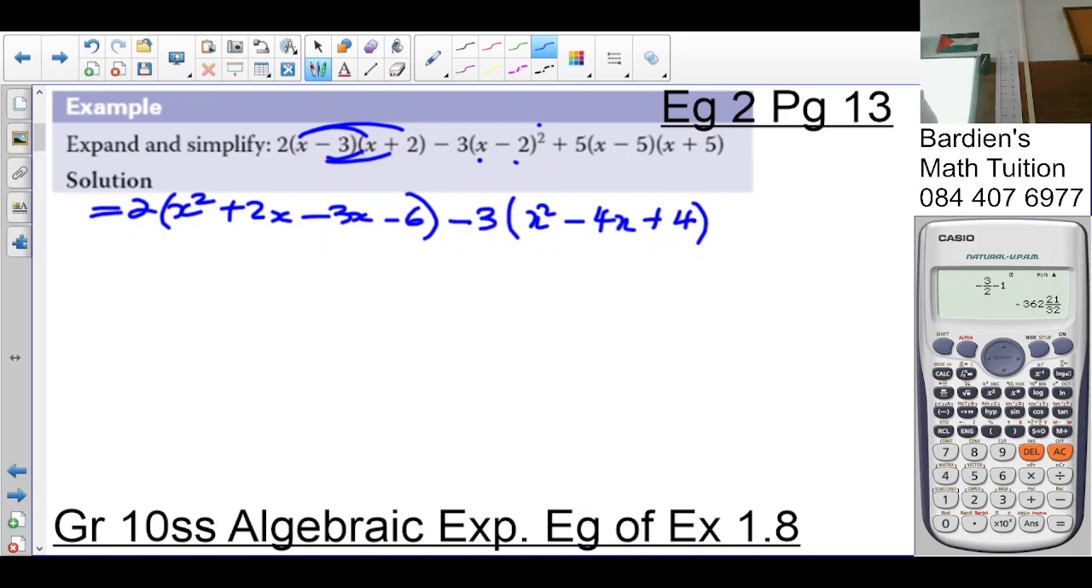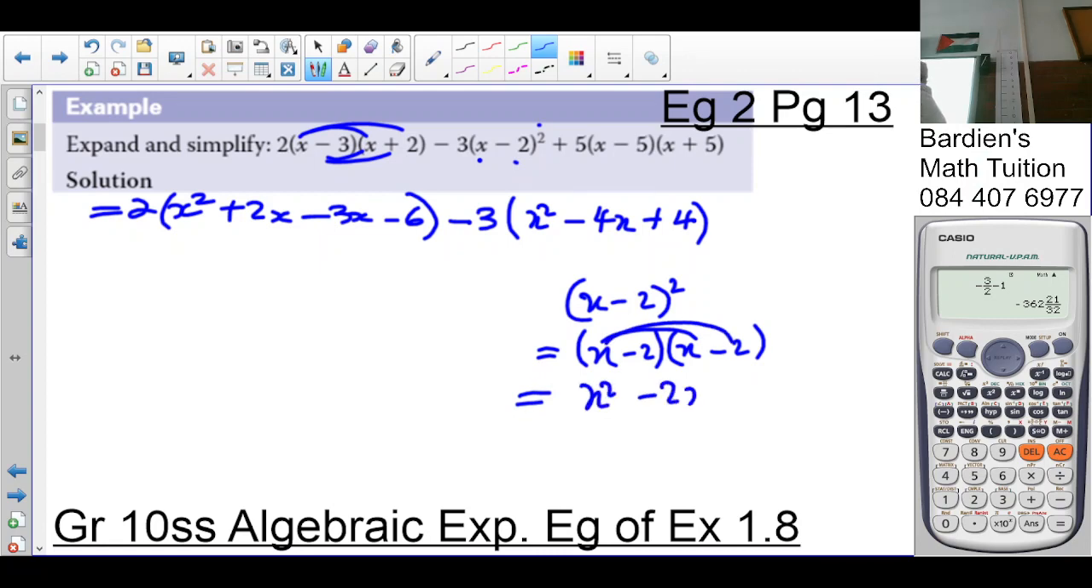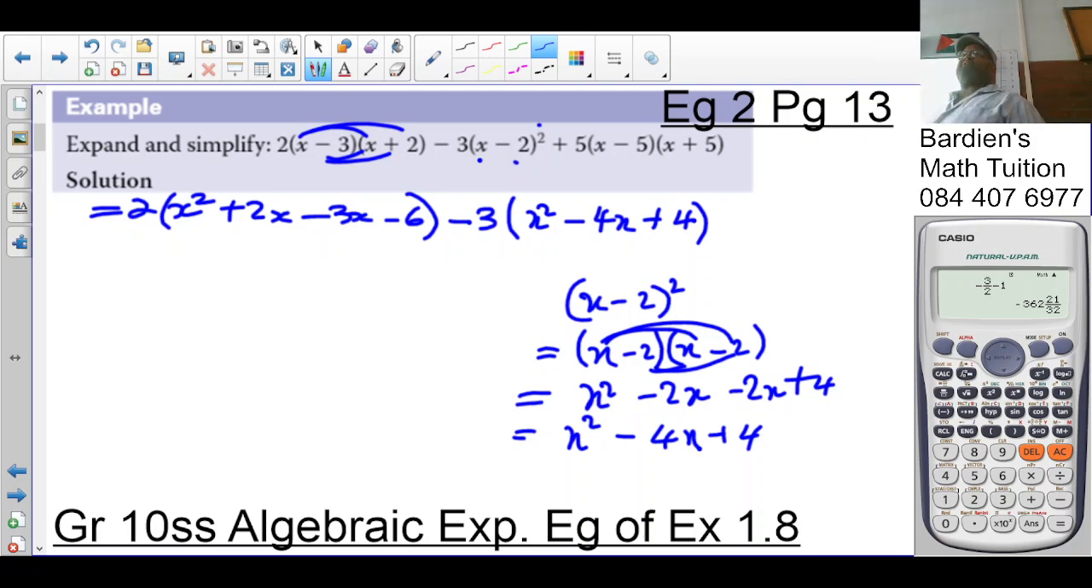Okay, so look at it again. It's (x minus 2) squared. If you're messing up the rule, you would have done this: multiply x squared minus 2x minus 2x plus 4, which is x squared minus 4x plus 4. Okay? You guys understand? Right.